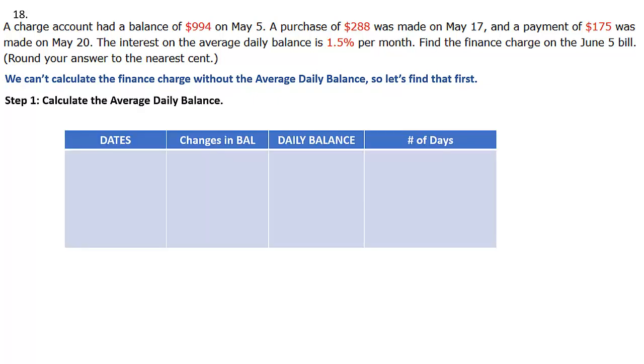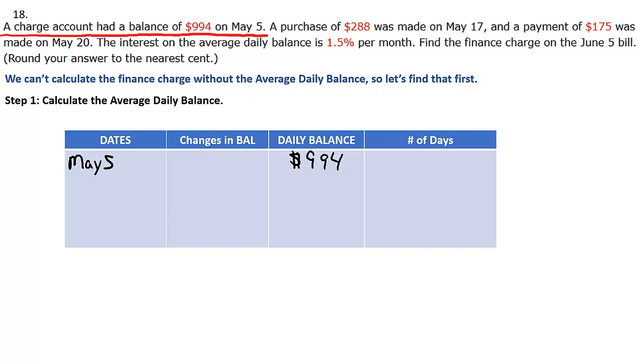To calculate the average daily balance, you build your 4-column table. Column 1 has the dates. Column 2 has the changes in balance. Column 3 has the daily balance. And column 4 has the number of days that balance is in effect. So you start reading the problem and you look at the earliest date mentioned, which is May the 5th. On May the 5th, you had a balance of $994.